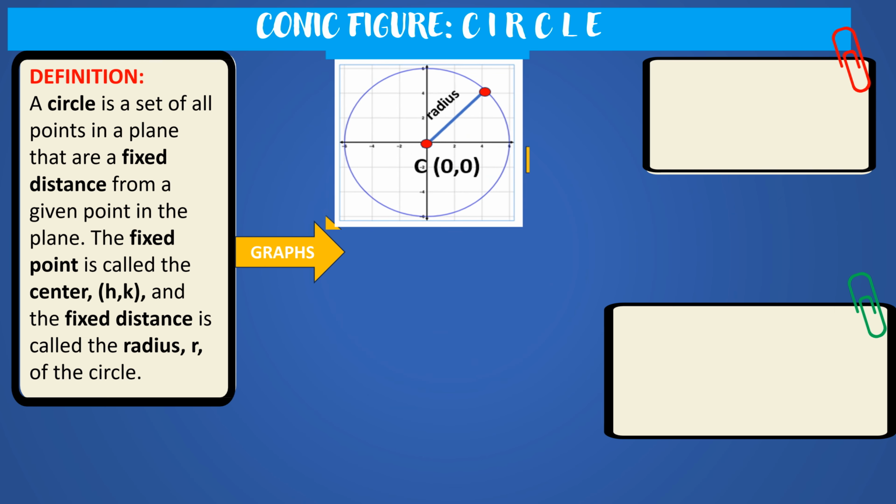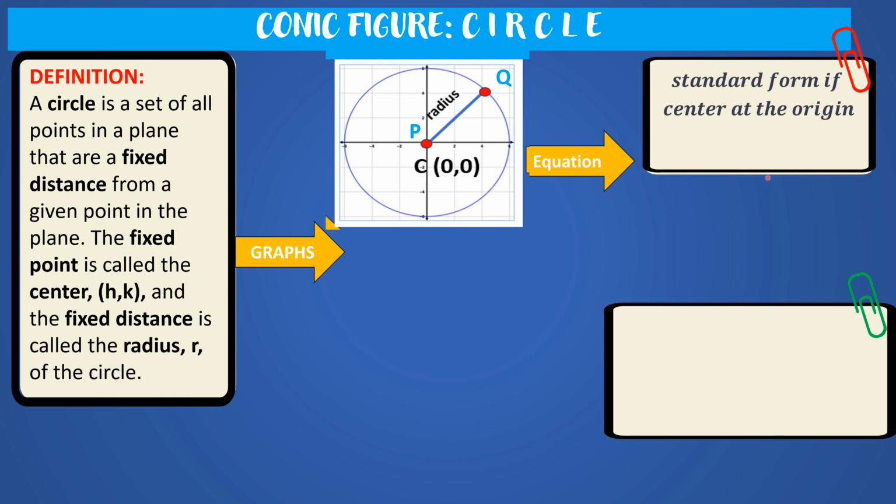Okay, so the first graph is being described by the center (0, 0), or the point of origin, and the point P to Q, or the segment PQ, is represented to be, or this is the radius of a circle. So what will be the equation of a circle in its standard form if the center is (0, 0)? Okay, so the standard form, if the center is at the origin, is x squared plus y squared equals r squared.